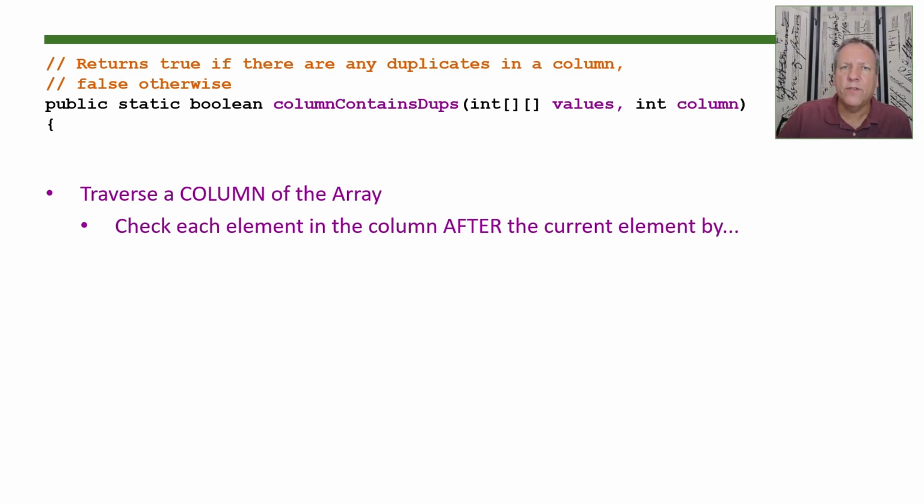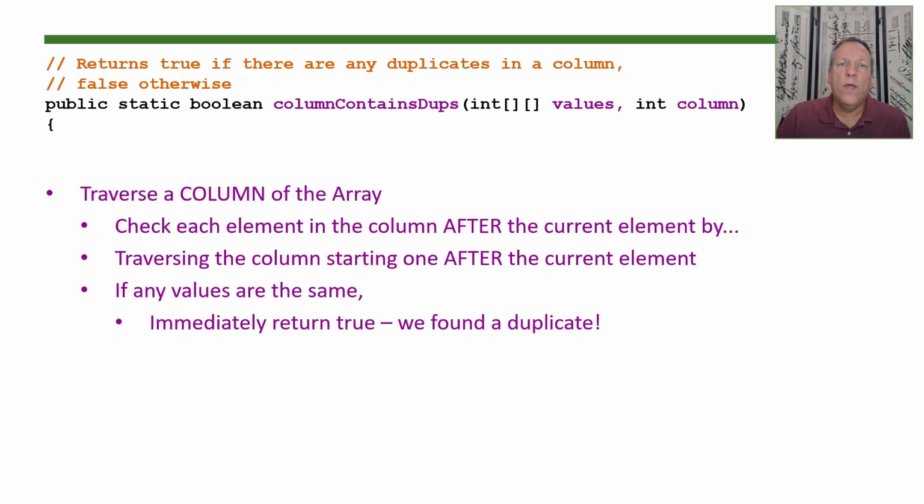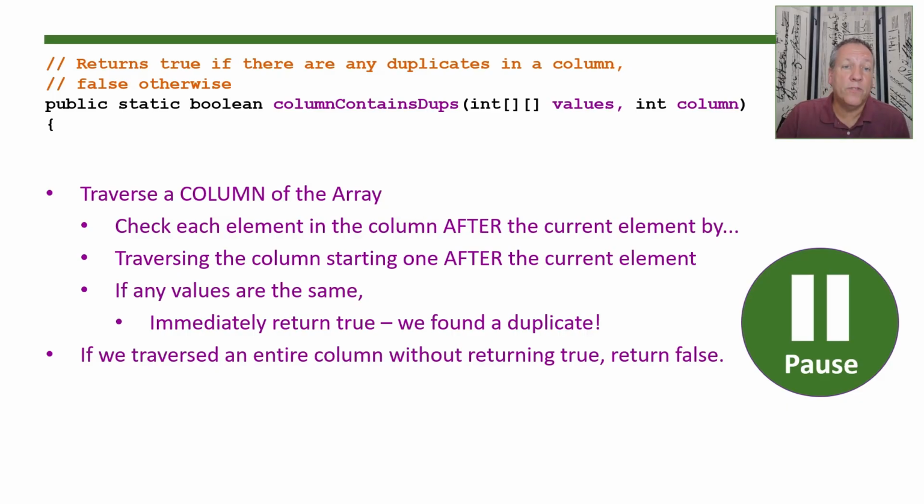And to look for duplicates, it would be easiest to check all of the elements that are contained in the rows after the current element. So how can we do that? Well, we'll do it by traversing the column, starting one after the current element that we're in within the column. So we're going to have a loop inside of a loop. We're going to have nested loops. If we find that any of the values are equal to each other, we immediately return true because we found a duplicate. If we traverse all the way through an entire column without finding any duplicates, then we're going to return false. So pause here if you'd like to try implementing this algorithm yourself.